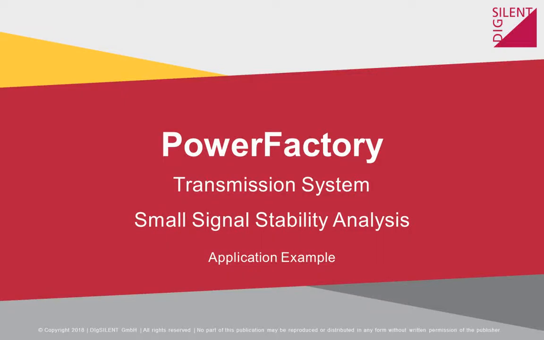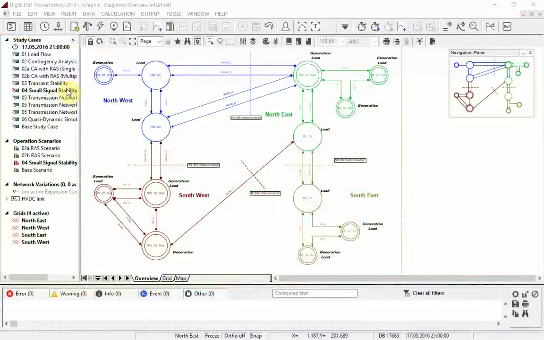In this example, the transmission network model is used to demonstrate small signal stability, using the Modal Analysis tool. For this example, study case 04 small signal stability should be activated, together with the scenario of the same name. This case illustrates the studying of small signal stability analysis, for which PowerFactory provides a Modal Analysis tool.